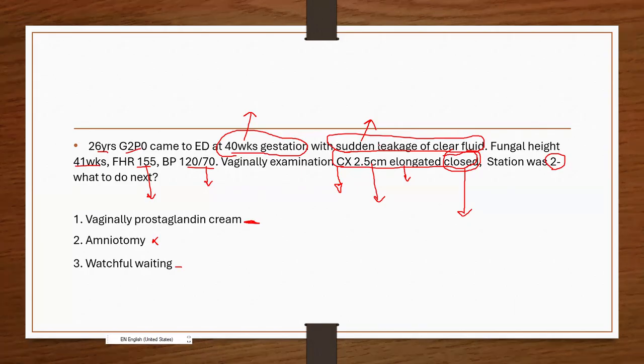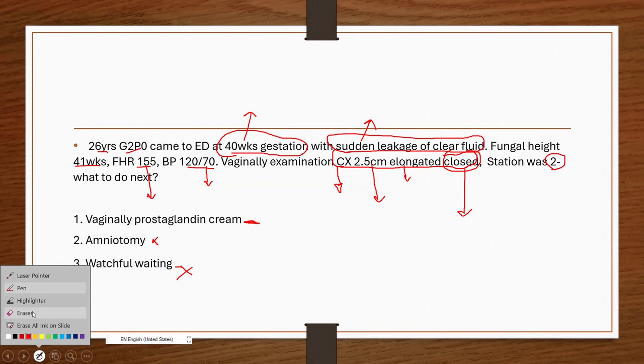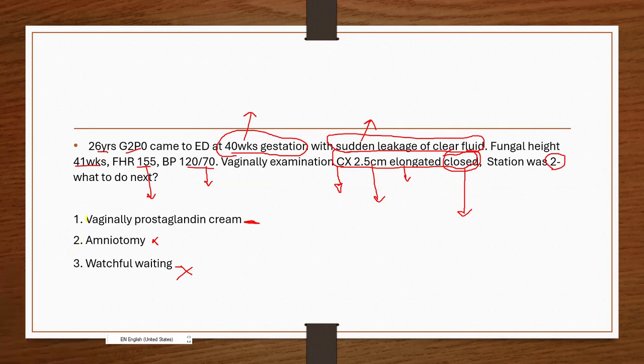It will put the mother at risk for infection. Why? Because the membranes have already ruptured. There's a risk of chorioamnionitis. So you're not going to wait here. You are going to help by giving a prostaglandin cream. What will it do? It will ripen the cervix. The cervix will open up, and there's a chance for the labor to progress. So here the correct answer would be answer 1. You are going to give a vaginal prostaglandin cream. So that would be the correct answer.